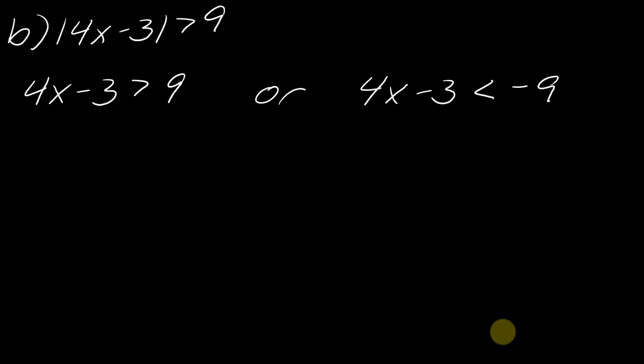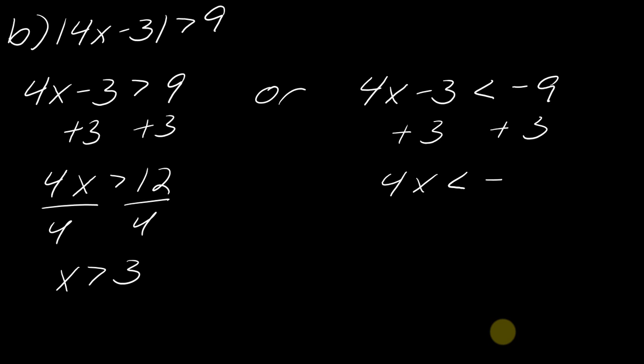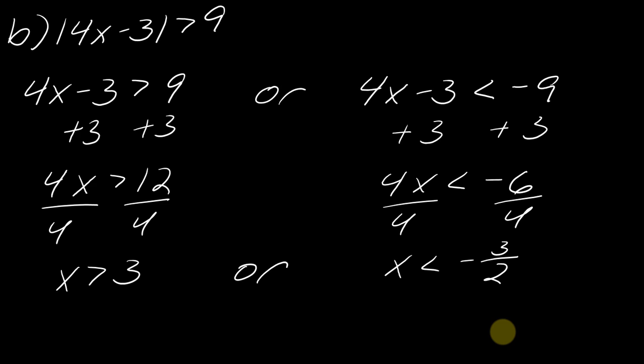Now we just solve as usual, right? For this one, I'm going to go ahead and add 3. So I get 4x is greater than 12. Divide both sides by 4, and I get x is greater than 3. And then for this one, I'll add 3. I will get 4x is less than negative 6, divide both sides by 4, and get x is less than negative 3 over 2. And so this is an or, and this is my entire solution in this case.